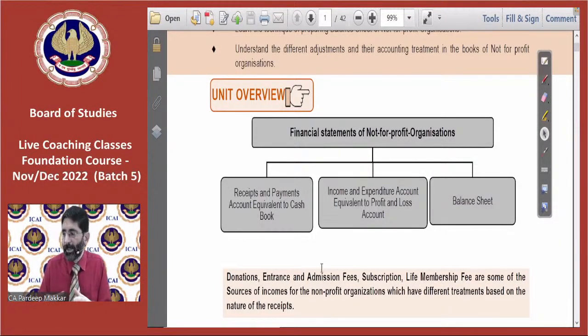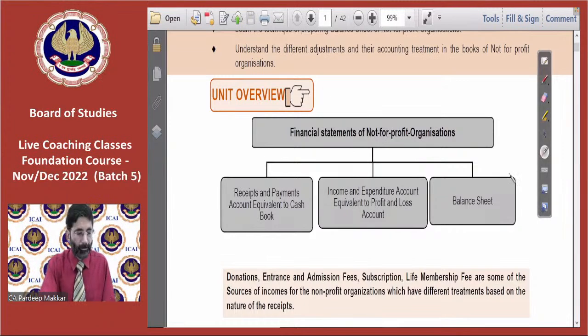When they have to prepare their accounts, they are given a concept that you have to prepare accounts in a different way. They have to prepare receipt and payment account, income and expenditure account, and balance sheet. So there are three accounts or statements they have to prepare.